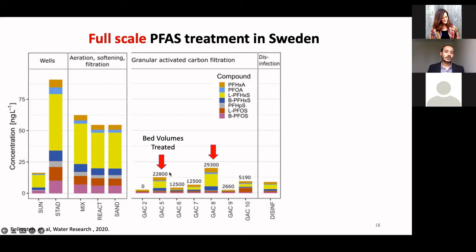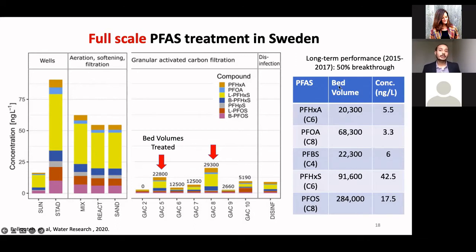Interestingly, what they noticed is that the age of the carbon can also play an important role in the performance. The numbers above these bars represent the bed volumes processed by each of these GAC filters. The higher the numbers, the older the carbon, and you can notice the higher the concentration of PFAS in the treated effluent. And interestingly, the concentration was higher for the short chain compounds because the breakthrough of short chain compounds was much earlier than the long chain compounds.